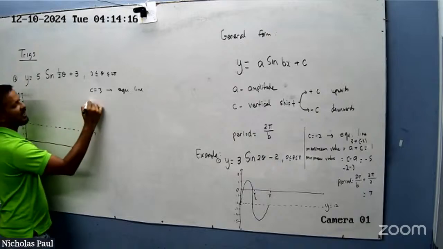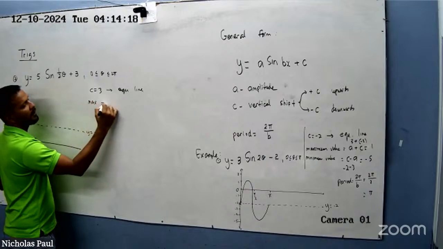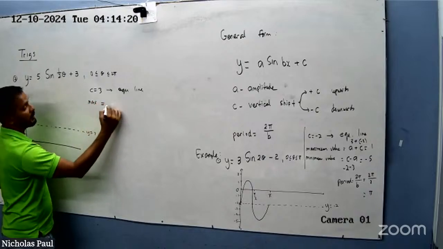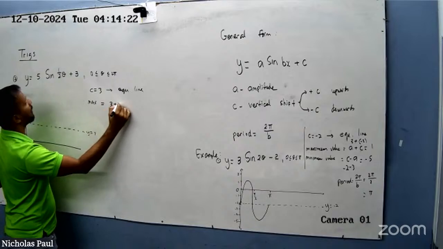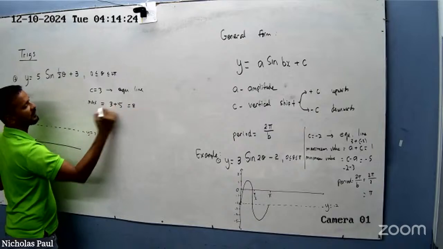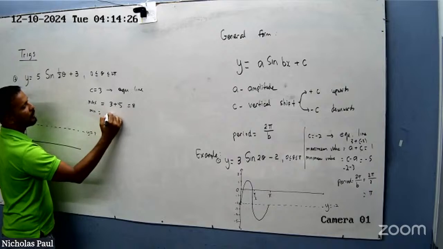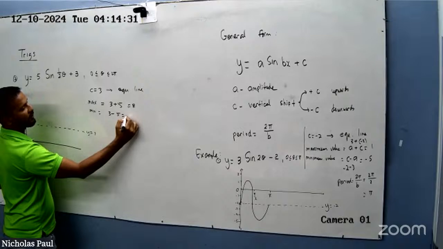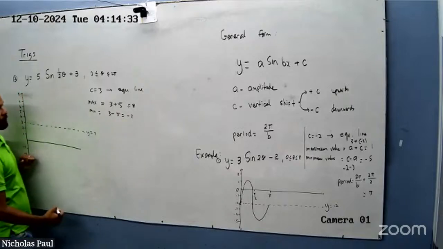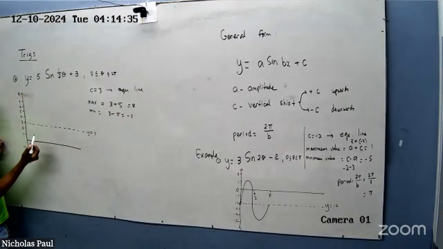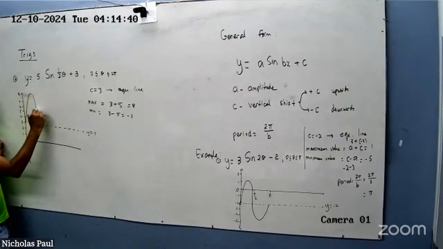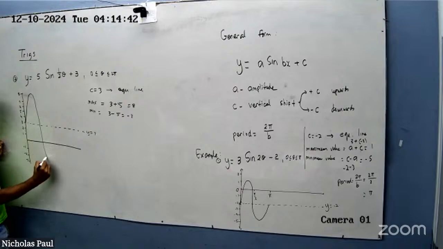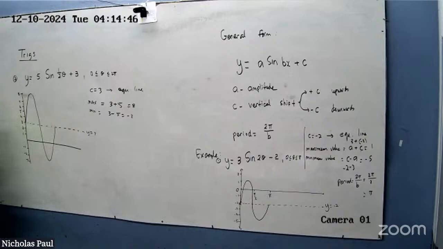What's the max value? Your max value is 3 plus the amplitude, which is 5, which is 8. The minimum value is 3 minus 5, which is minus 2, right? So we know how the graph is behaving. The graph goes up to 8, comes back down to minus 2, and comes back to 8. Do we need all of that?